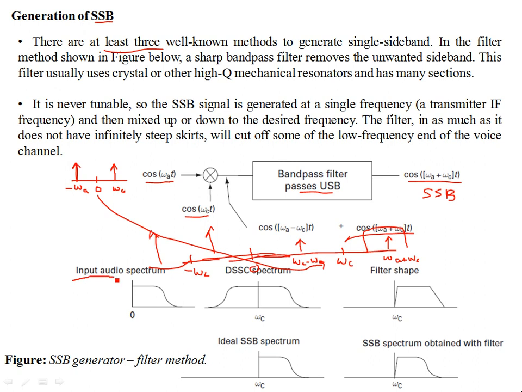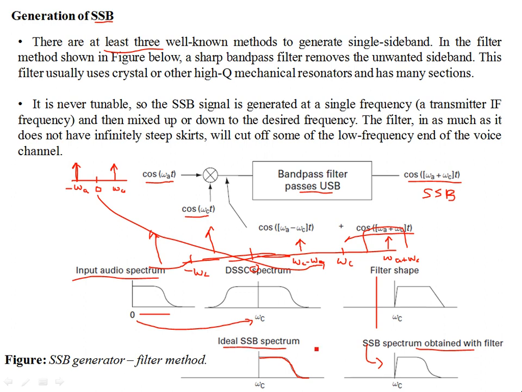For example, consider an input audio spectrum that consists of a certain range of frequencies. Again, the spectrum is shifted, so 0 is shifted to the carrier frequency omega C. Ideally, the shape of the spectrum should have remained intact. But over the voice channel, if this is the voice communication data and the filter shape is like this, then this is what you get, the single sideband spectrum obtained with the filter. So you will have some loss in data at the low frequencies for the voice channel.